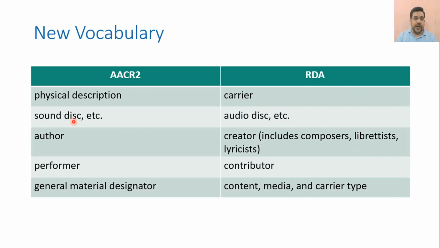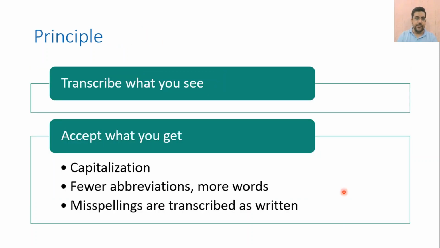Similarly, the physical description is now carrier in RDA, and sound disc is now audio disc. Author is now creator, including composer and lyricist or whatever. Performer is now contributor, and there is no more GMD. And there are three new fields in RDA: content type, media type, and carrier type.